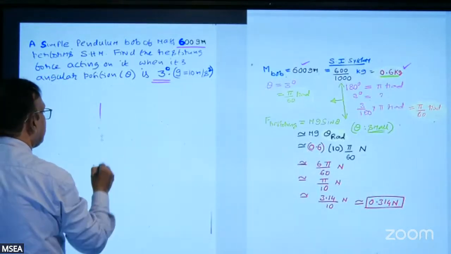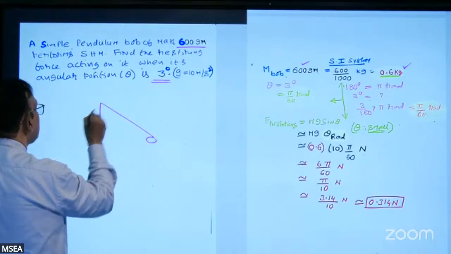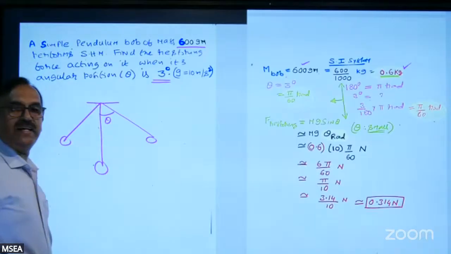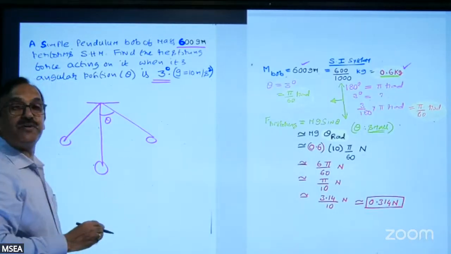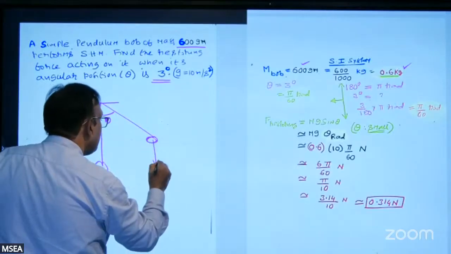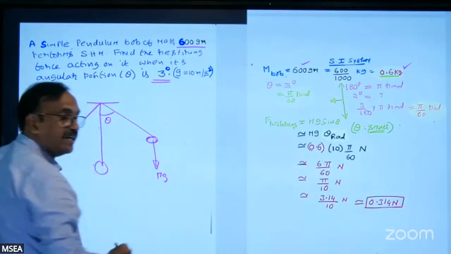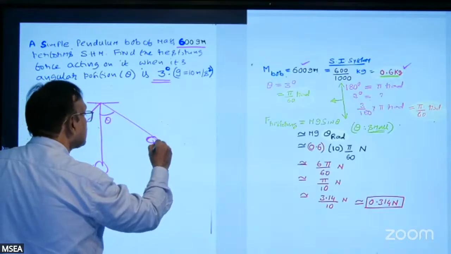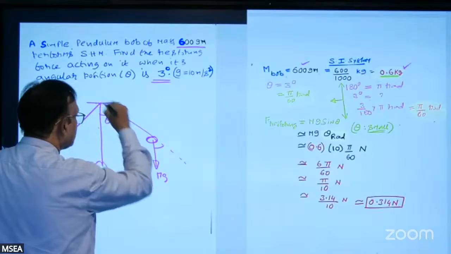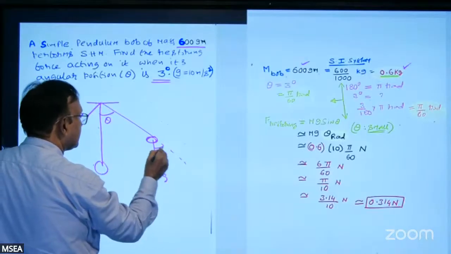Now listen carefully. Suppose this is a simple pendulum performing SHM. At one stage, the angular position is θ. Then I want to know what is the restoring force. Recollecting the basics of the simple pendulum, for the bob, weight always acts vertically down. This weight can be resolved into two components, if this is θ.